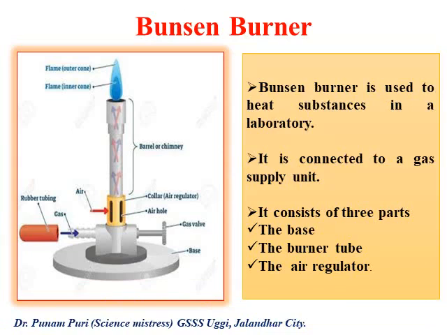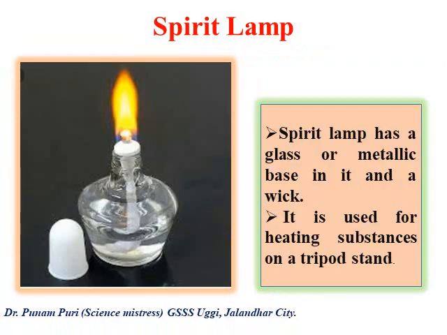Bunsen burner is used to heat substances in laboratory. It is connected to a gas supply unit. It consists of three parts: the base, the burner tube, the air regulator. Spirit lamp. Spirit lamp has a glass or metallic base in it and has a wick. It is used for heating substances on a tripod stand.